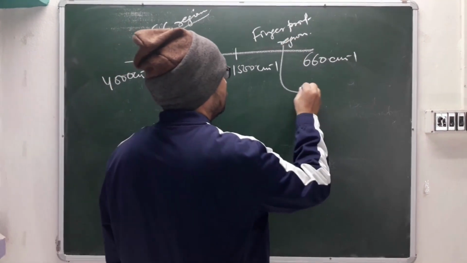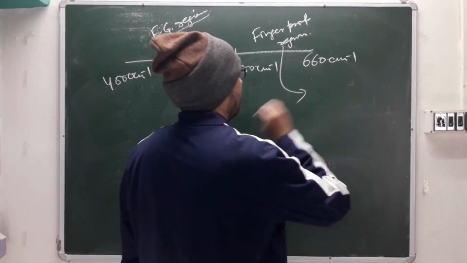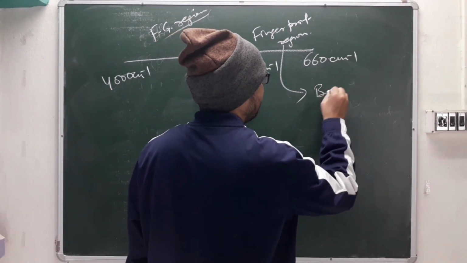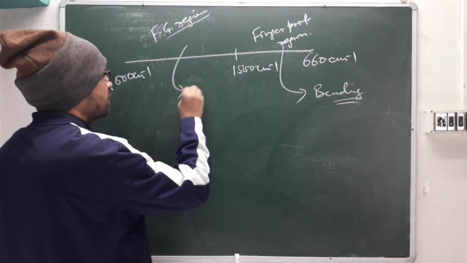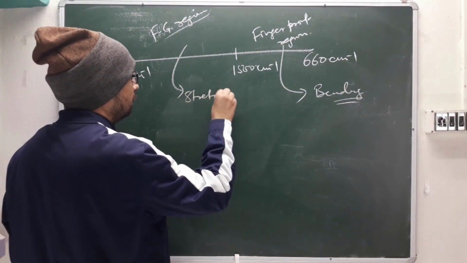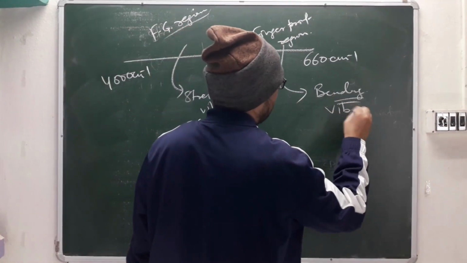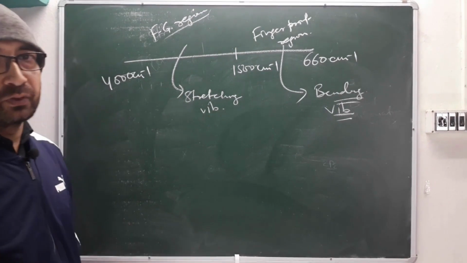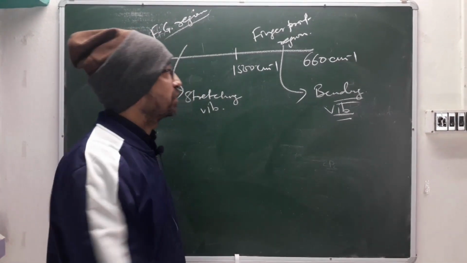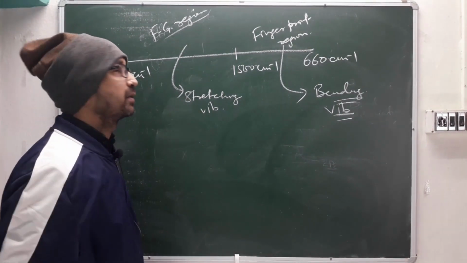What will we come to know from this fingerprint region? Here we'll see the bending vibration, and here we'll see the stretching vibration. So 660 to 1500 per centimeter will have your bending vibration, which we call the fingerprint region. Directly, if they want, they can ask this question.